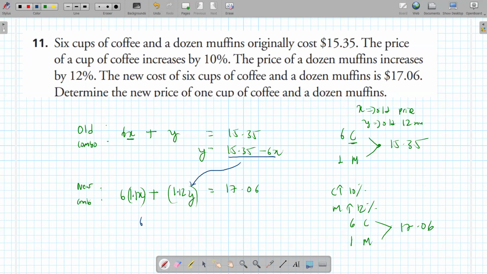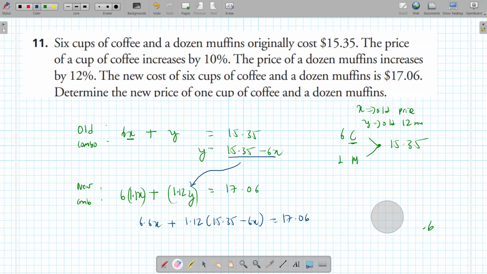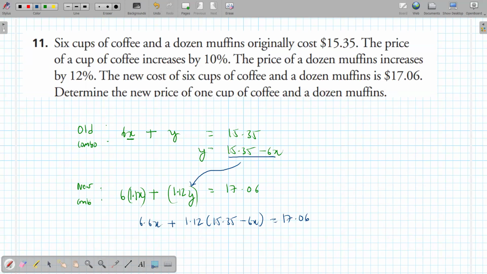So 6 times 1.1 is 6.6x plus 1.12 times 1535 minus 6x equals 17.06. Looks nasty, bunch of decimals, but again, we have a calculator. Let's just plug and play here. How do we solve this equation for x? You're gonna open the bracket, so it becomes 6.6x. These you can't do in your head. 1.12 times 15.35, that'll be 17.192, minus 6 times 1.12, that is 6.72x.